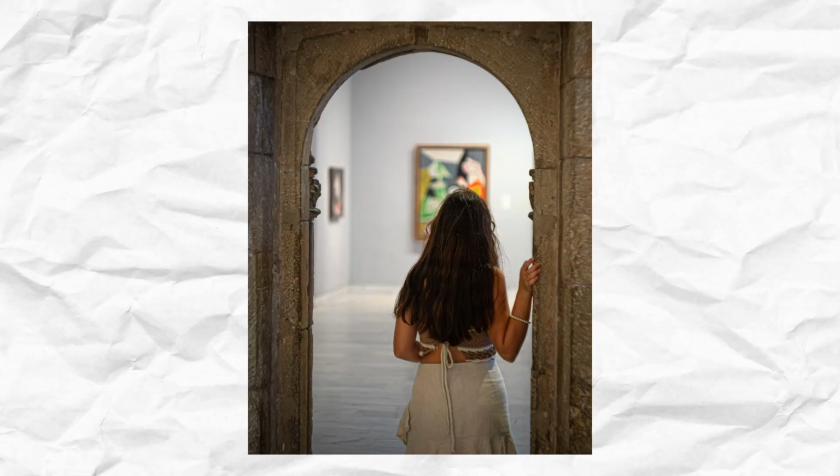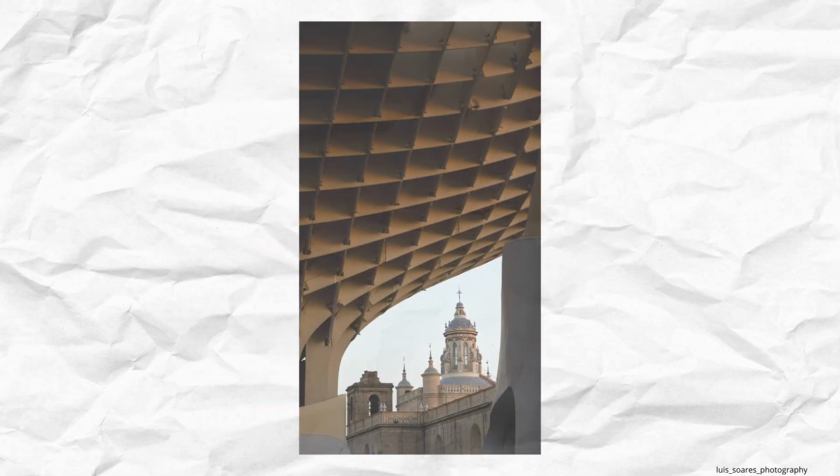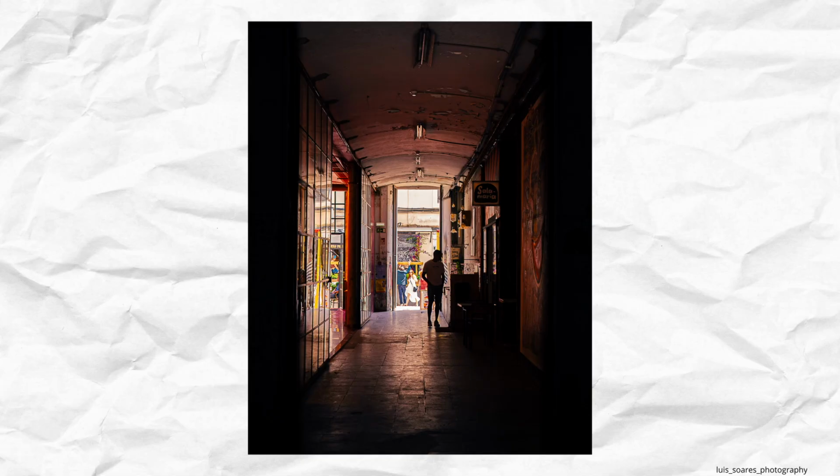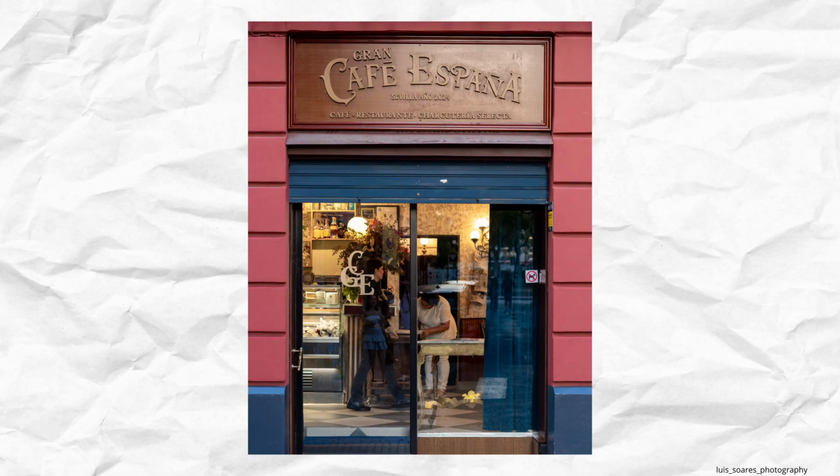Number 3, framing. Frame your subject using elements from the scene itself, like windows, doors, or branches, to draw attention and add depth. This simple yet effective technique involves finding a natural frame within your scene to surround your subject. Windows, doors, or corridors are obvious choices, but you can also use other elements if they serve the same purpose.